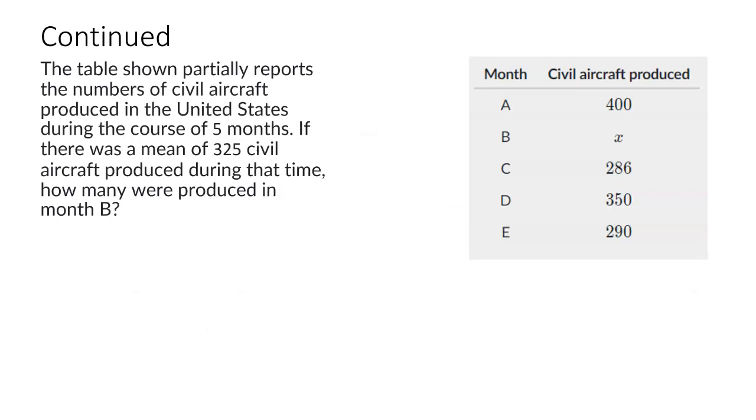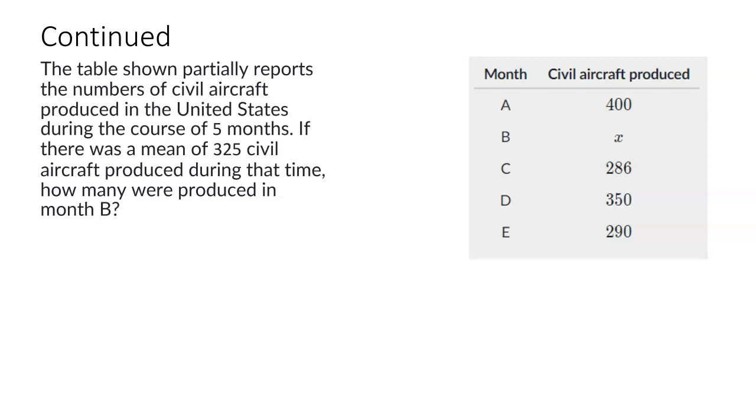So, looking at this one, we have the table shown partially reports the number of civil aircraft produced in the United States during the course of 5 months. If there was a mean of 325 civil aircraft produced during that time, how many were produced during month B?